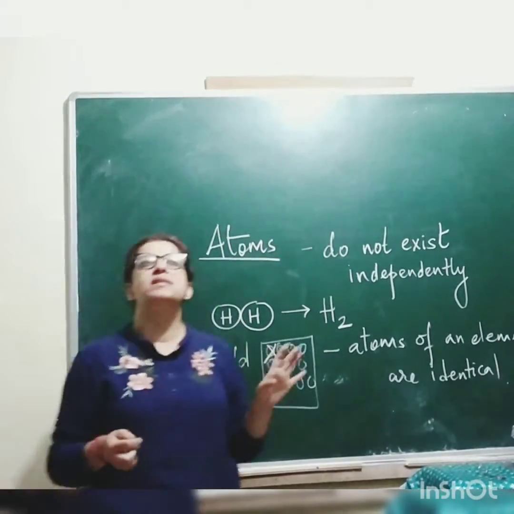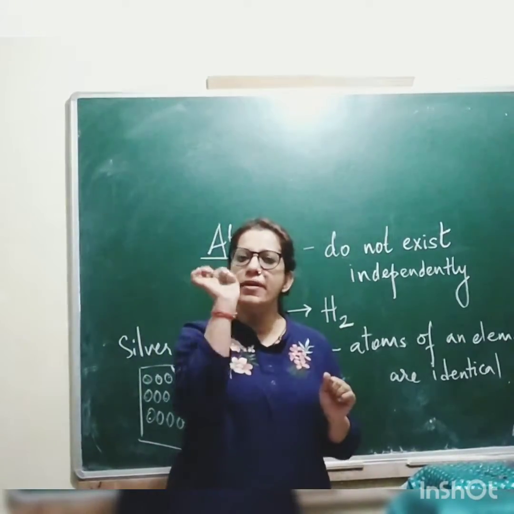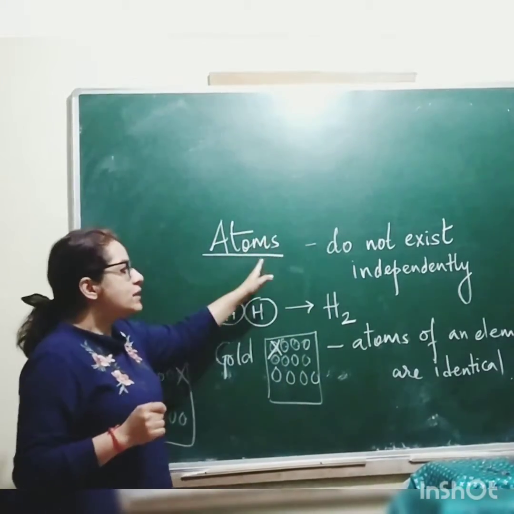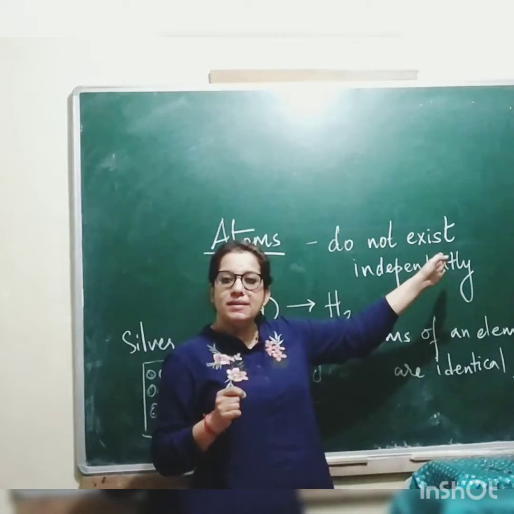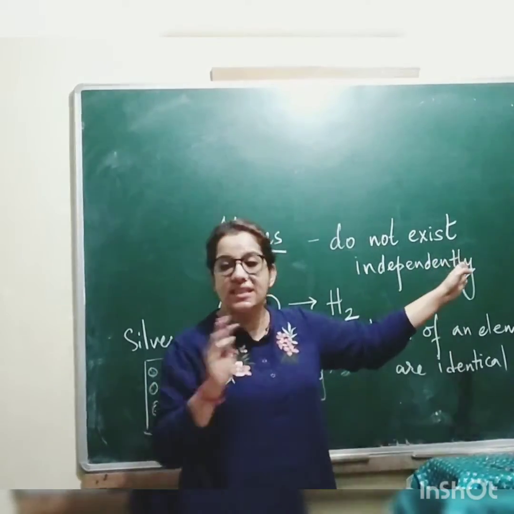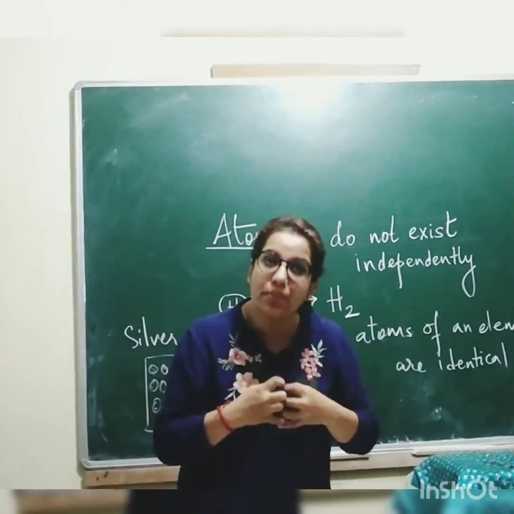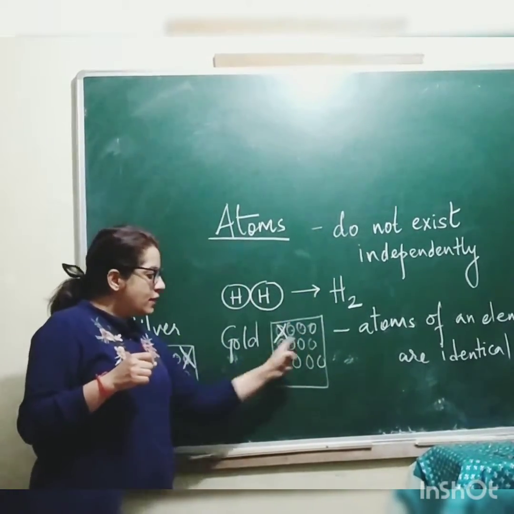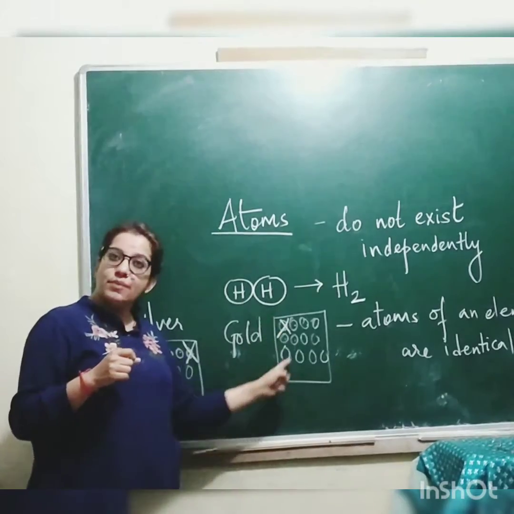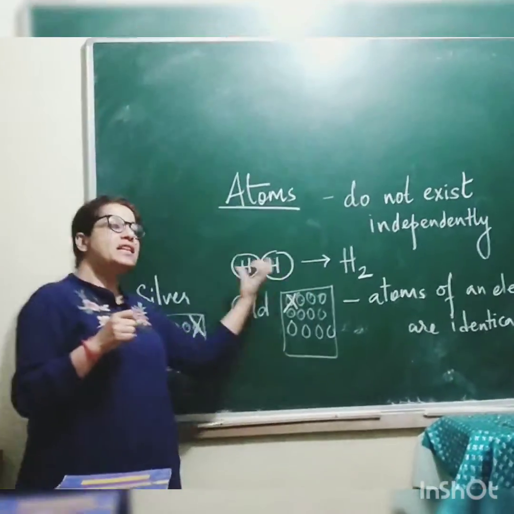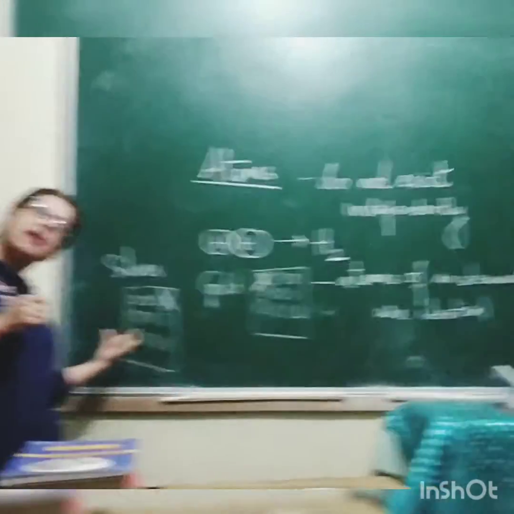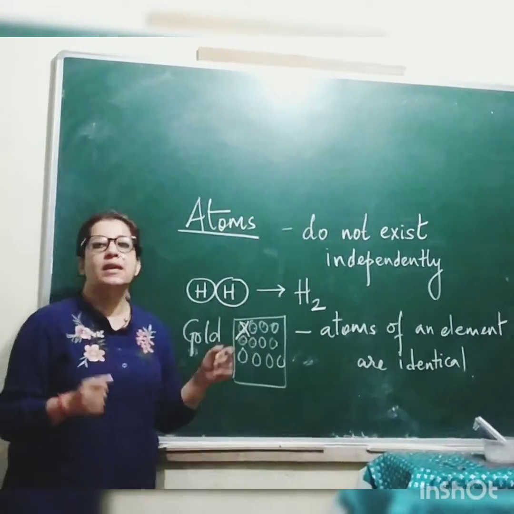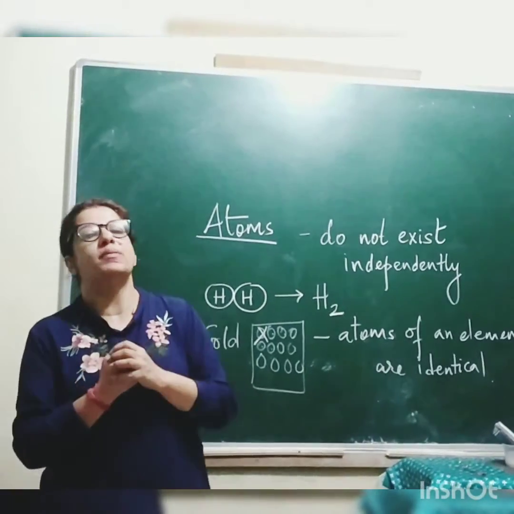So all elements and compounds are made up of very small particles known as atoms. Atoms do not exist independently. You do not find them in the free state. They are always found in the combined state. Atoms of an element are identical or similar to each other, but they are different from the atoms of another element, and atoms of each element retain their properties.